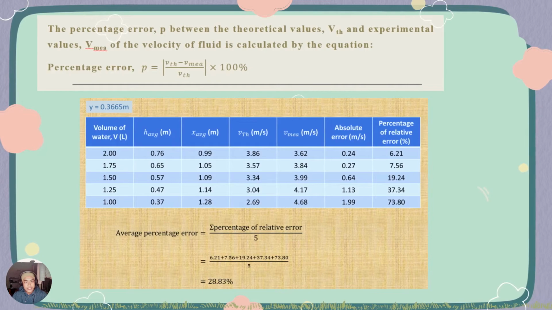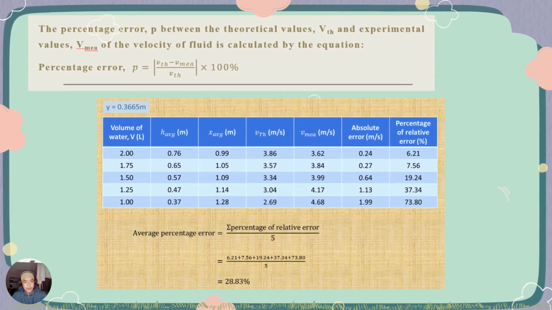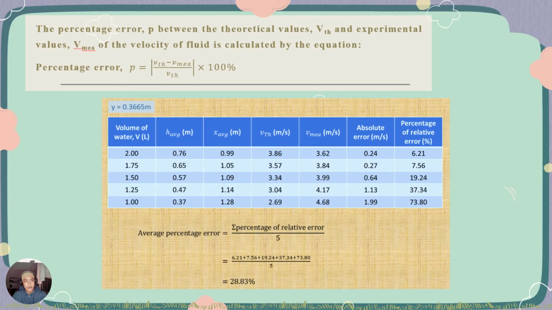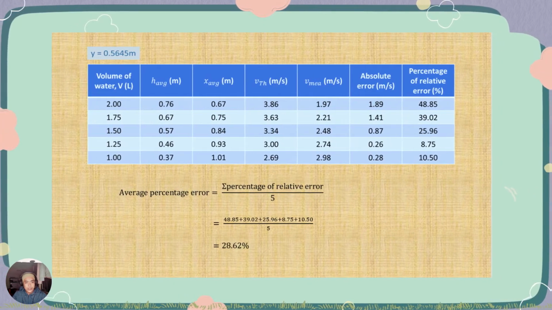First, the percentage error between the theoretical value and the experimental value of fluid velocity is calculated by the equation: percentage error P equals theoretical value minus experimental value, over theoretical value, times 100%. For the velocity for y equals 0.3665 meter, the average percentage error we get is 28.83%.